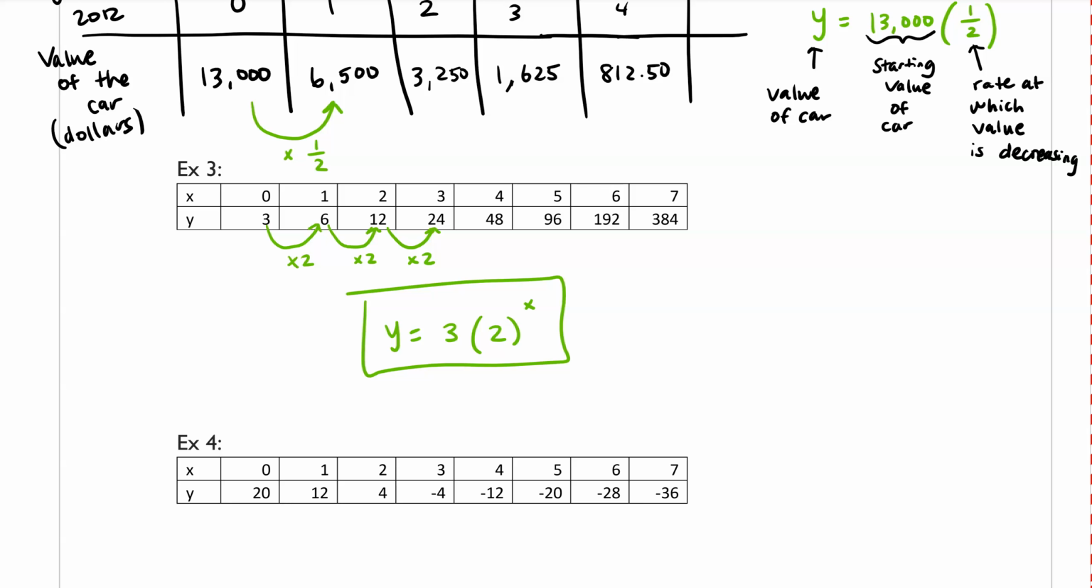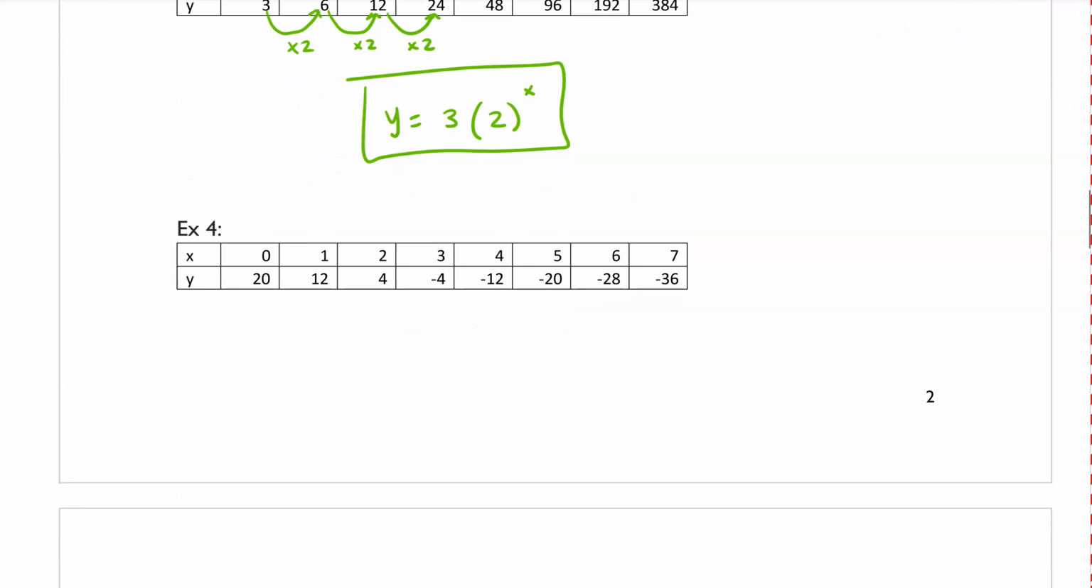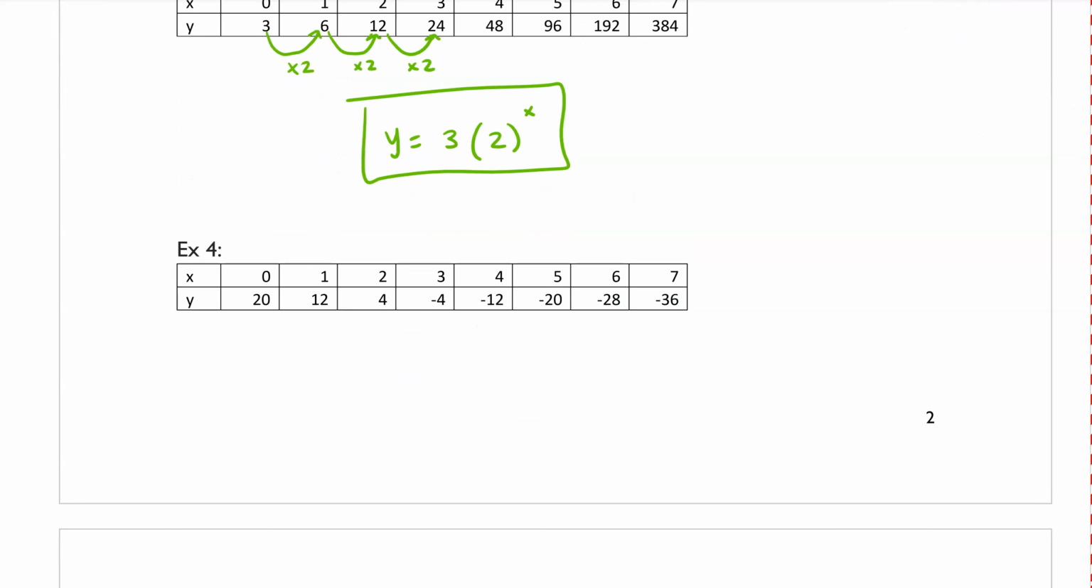Let's move on to example 4. Again, we're given a table, and what is the pattern here? To go from 20 to 12 and from 12 to 4, what we're doing is we're subtracting 8. So that is our pattern. So our linear function for this one will be y equals -8, that's our slope, times x, and then our b value will be 20, since our y-intercept is (0, 20).